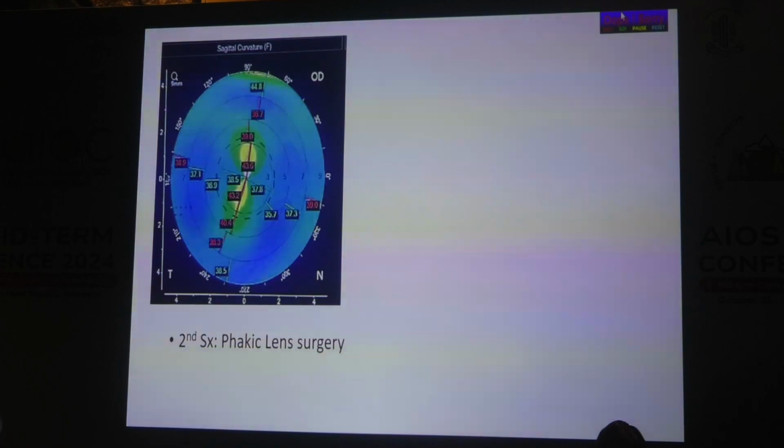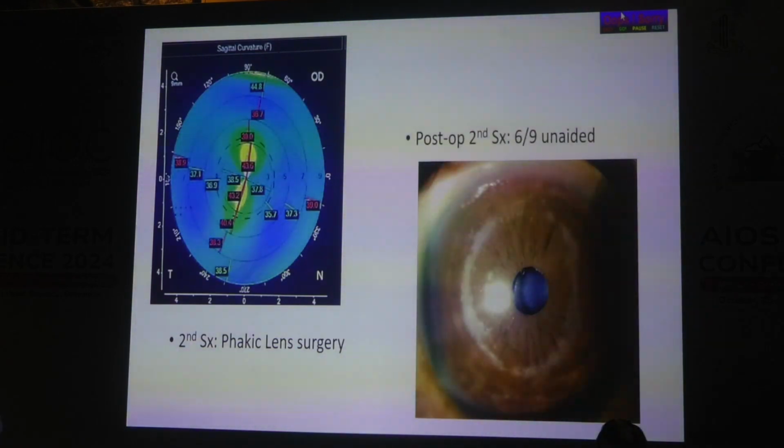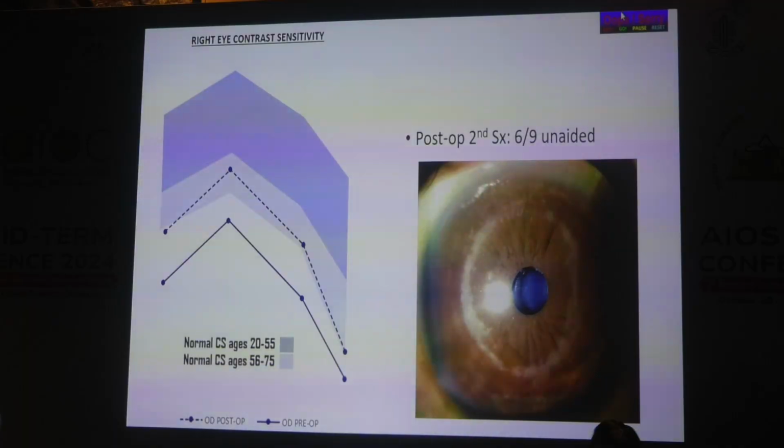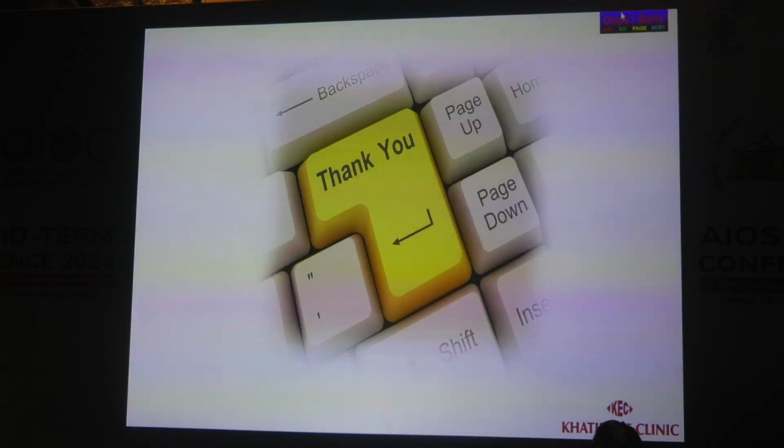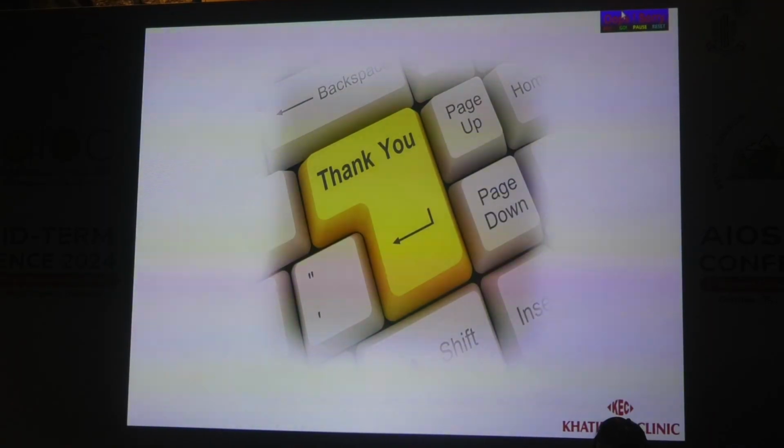So the topography now is quite regular, and we decided to do a phakic lens surgery to remove the refractive error. And now post the phakic lens patient is 6/9 unaided. Contrast sensitivity is not great, but it is much better than before. So basically, I just wanted to show two cases which seem quite bad and non-salvageable, where with transepithelial PTK, we can actually make the situation better.